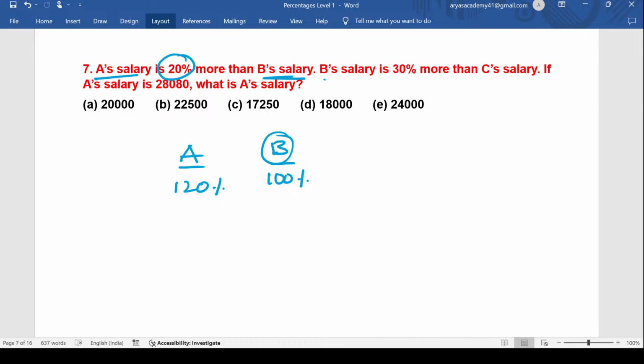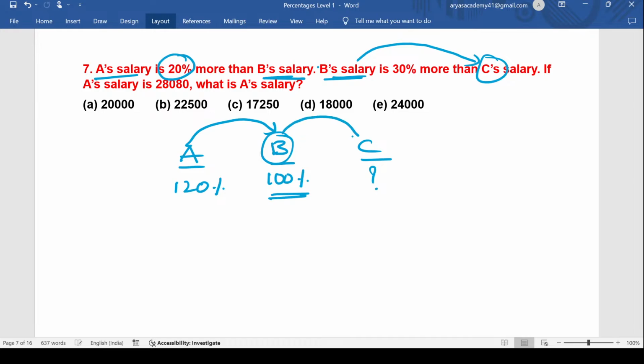There is one more comparison. B's salary is being compared to whom? C. So take the third person. B's salary is 30% more than C. If I take 100 here, it becomes slightly difficult, because as I have already taught you, A is being compared to B. So if you know B, then only you can know A. And if you read the second statement before assuming B as 100 or A as 120, you will understand that B is being compared to C.